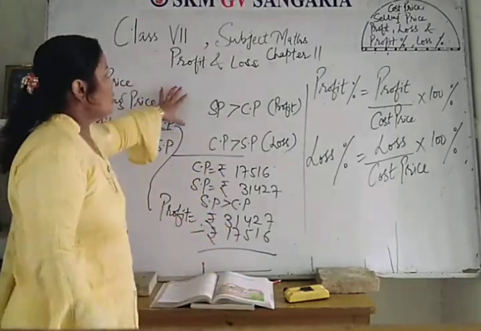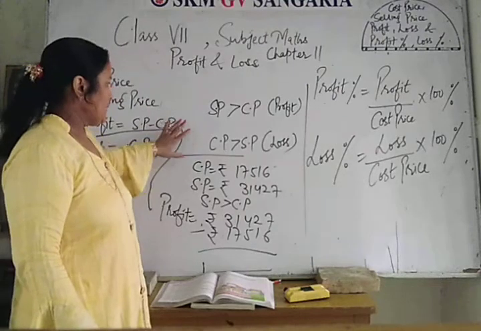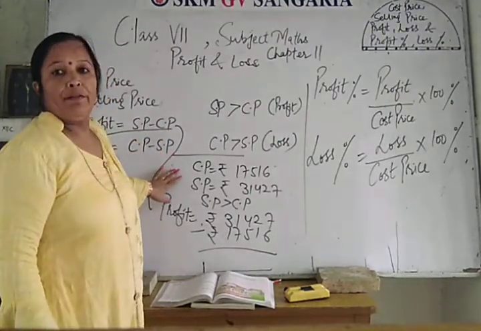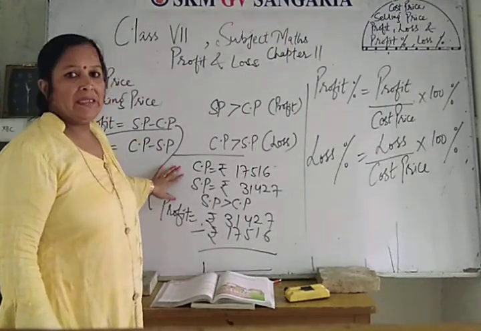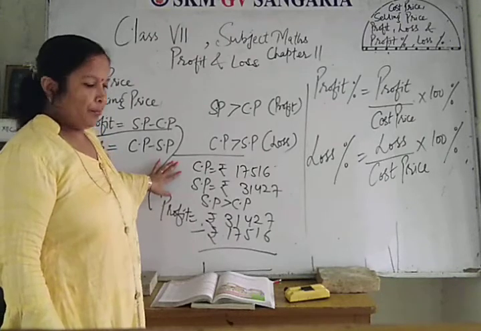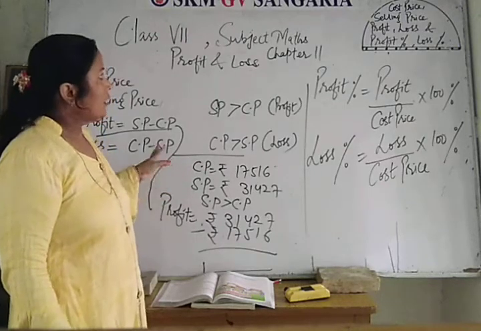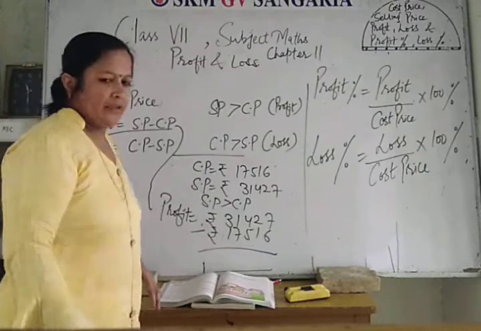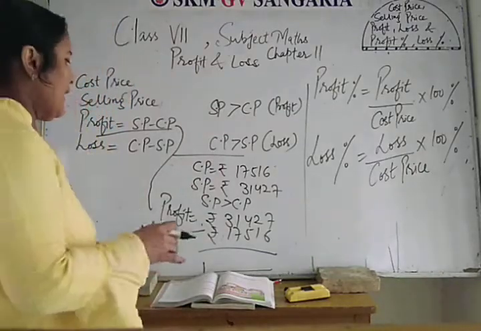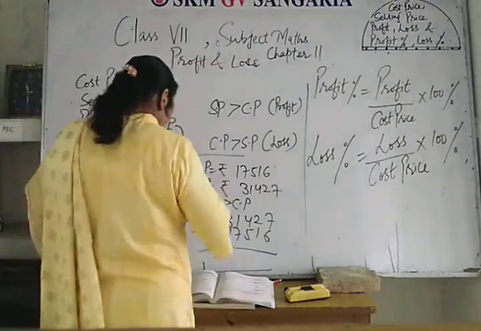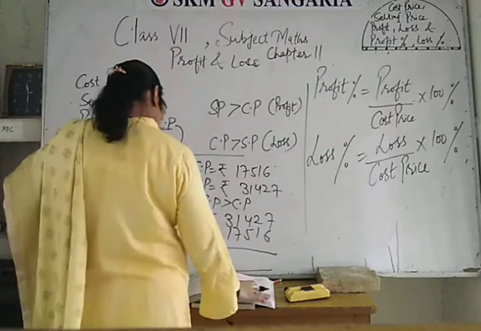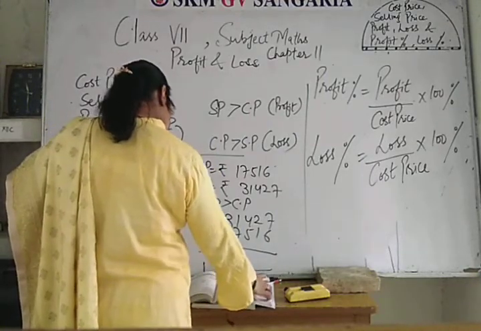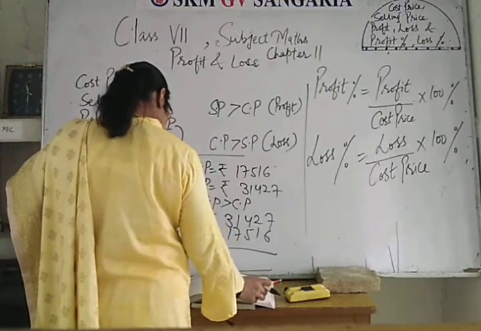For this cost price, selling price and profit and loss, you will have to complete the review exercise. Very simple. And after that 11.1 will be started. The questions in 11.1 are based on profit percentage and loss percentage.